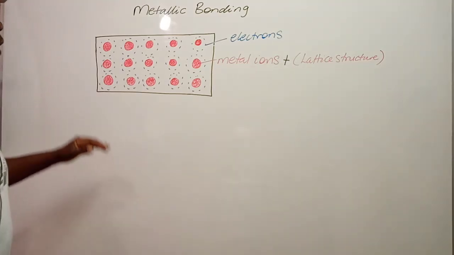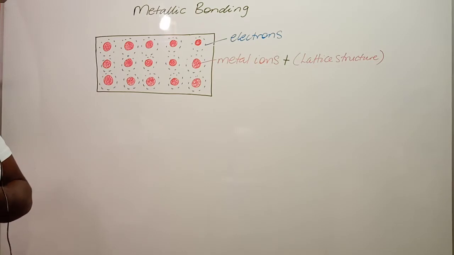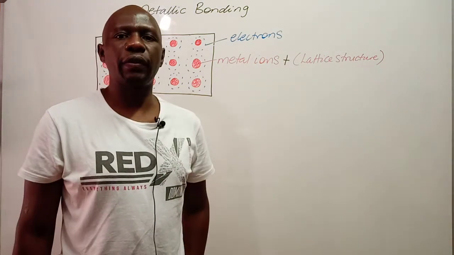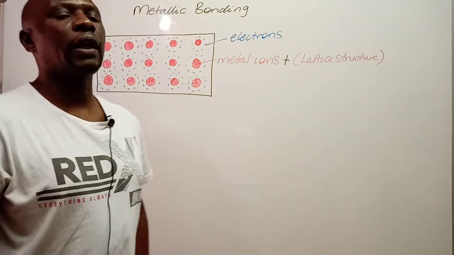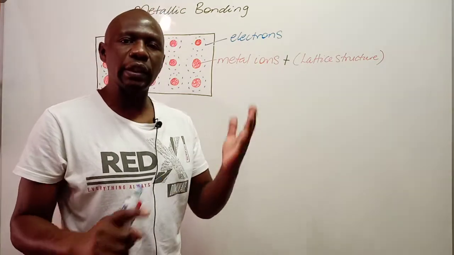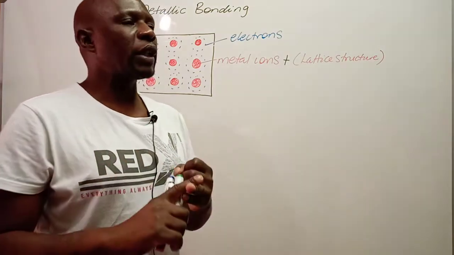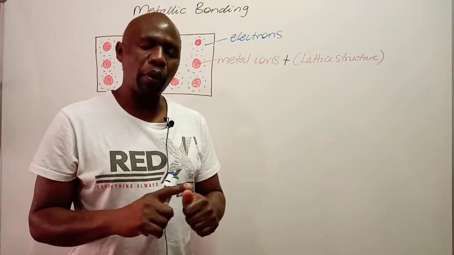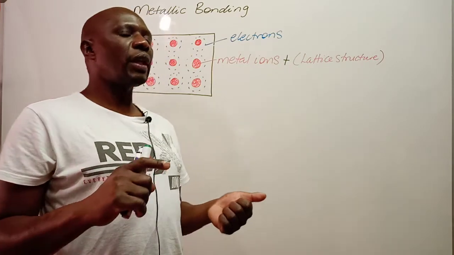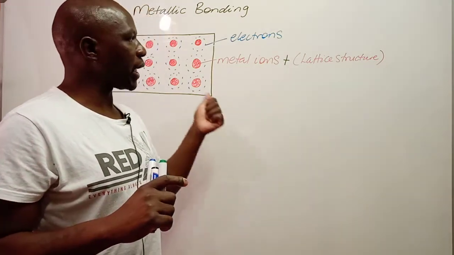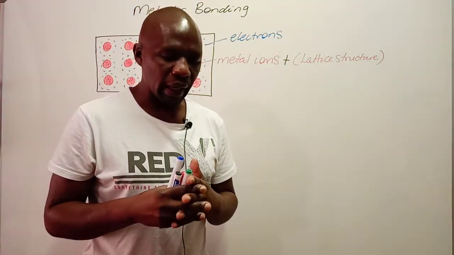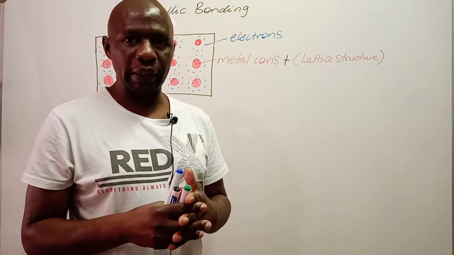Now we want to look at metallic bonding. When we look at metallic bonding, we will be able to understand why metals have the properties that they have. The properties are conducting electricity, conducting heat, being malleable, and being ductile. So first of all, before we discuss much on metallic bonding, let us actually discuss the properties of a metal.